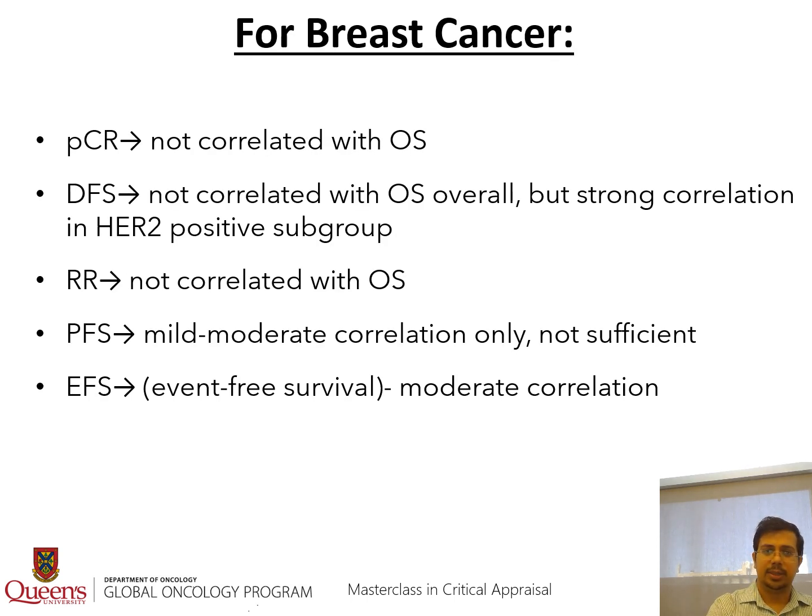For breast cancer, just to give an example of different surrogacies, pathological complete response does not correlate well with OS. Disease-free survival does not correlate with OS overall, but only in the HER2 positive subgroup there seems to be a strong correlation. Response rate does not correlate well with OS. For PFS, there is mild to moderate correlation only. It's not sufficient to be used as a surrogate for overall survival. And in case of event-free survival, there is a moderate correlation.